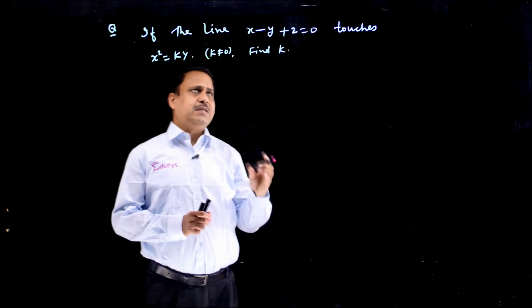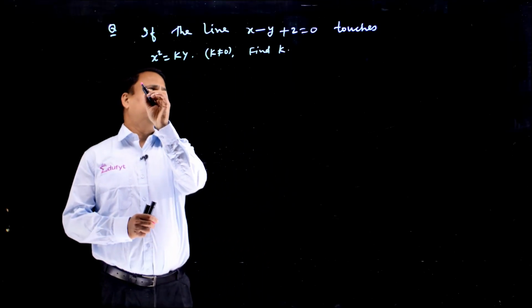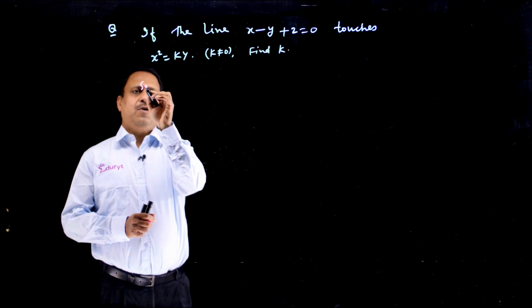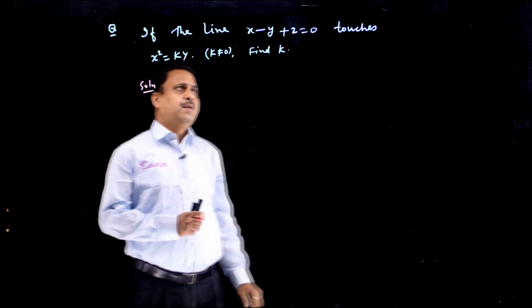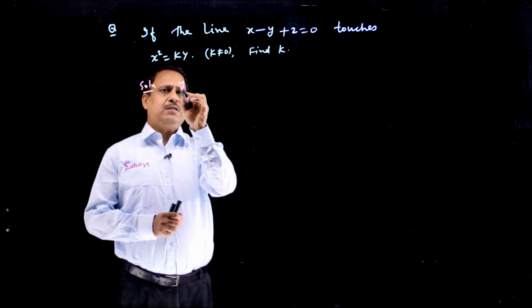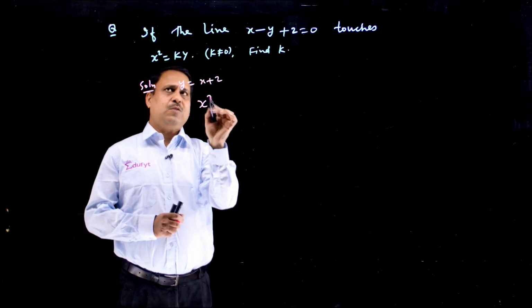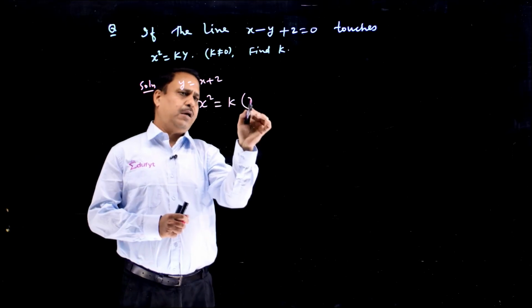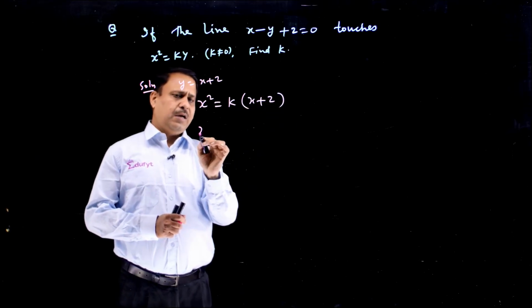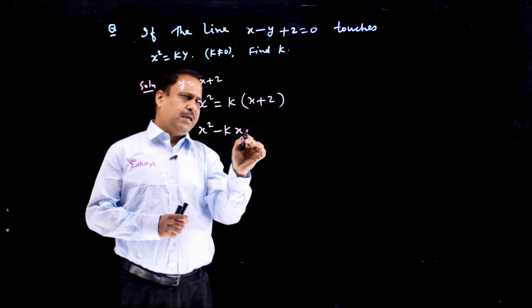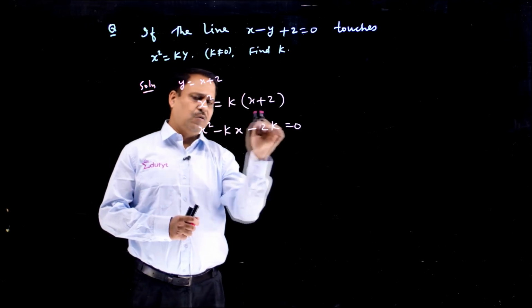So we can apply the same concept, D is equal to 0. So for this solution, y is equal to x plus 2, I will put in this. So x square is equal to k into x plus 2. So x square minus kx minus 2k is equal to 0.